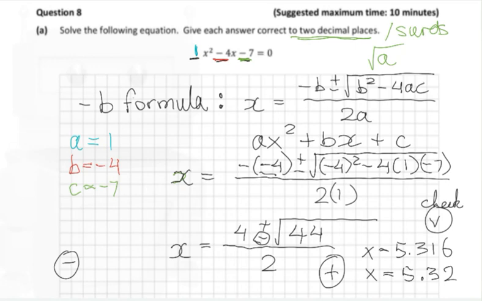Okay, let's work this out together. So we get minus 1.316, and again to 2 decimal places, x is equal to minus 1.32. Okay, so we have it all answered.